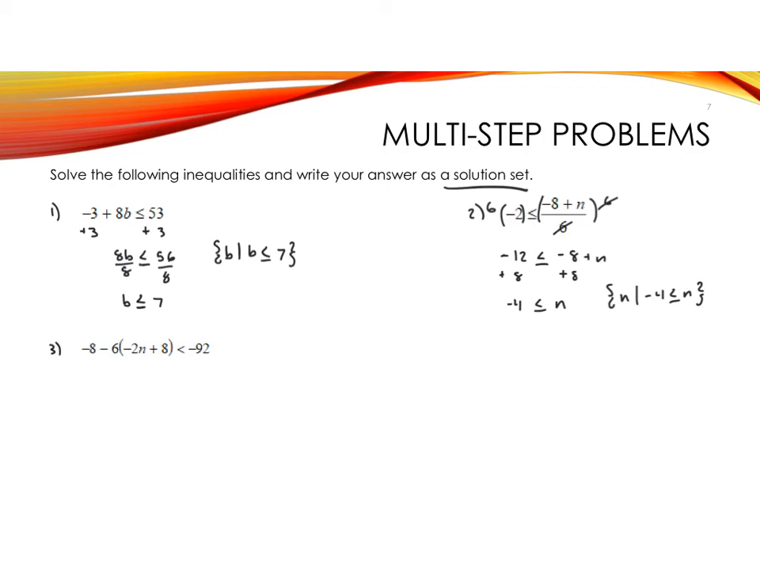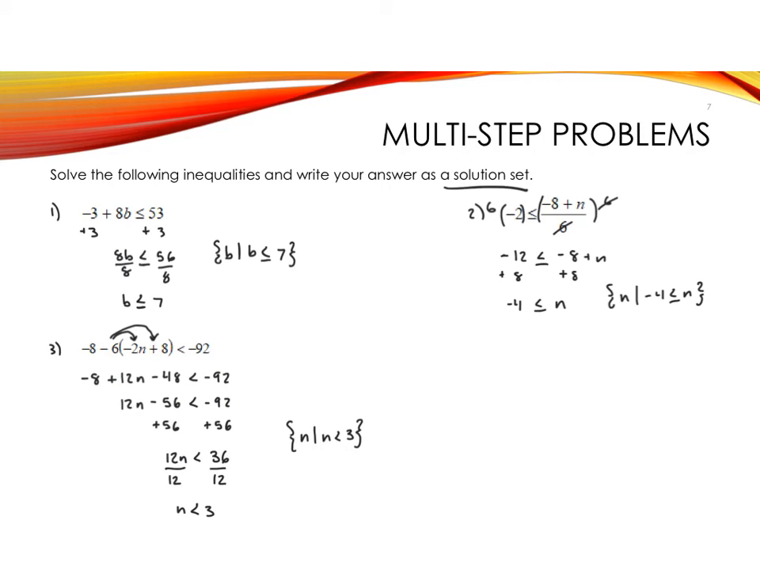Remember to distribute first and pay attention to your signs. Go for it. And here's your answer. Remember, when you distribute, you're distributing the -6. So that's going to change the numbers inside to a positive 12n and a negative 48. After that, just be careful with how you add and subtract. Since we did not multiply or divide by a negative number, our sign stays the same.